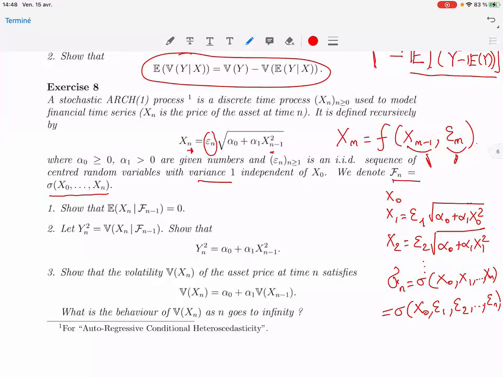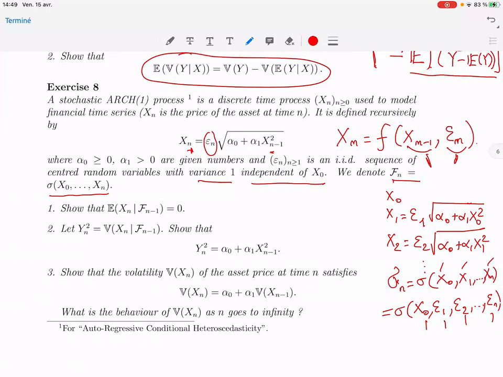Do we know anything about x0? No, we don't say anything. It is just a random variable, which is initially something. It can be deterministic or can be random. But it is independent of the epsilon n. Did I say something like that? Maybe I forgot to say. No, I said independent of x0. So x0, epsilon 1, epsilon 2, ..., epsilon n, they are all independent. Of course, it is not true that x0, x1, ..., xn are independent. They are not independent. In fact, they form some Markov process.